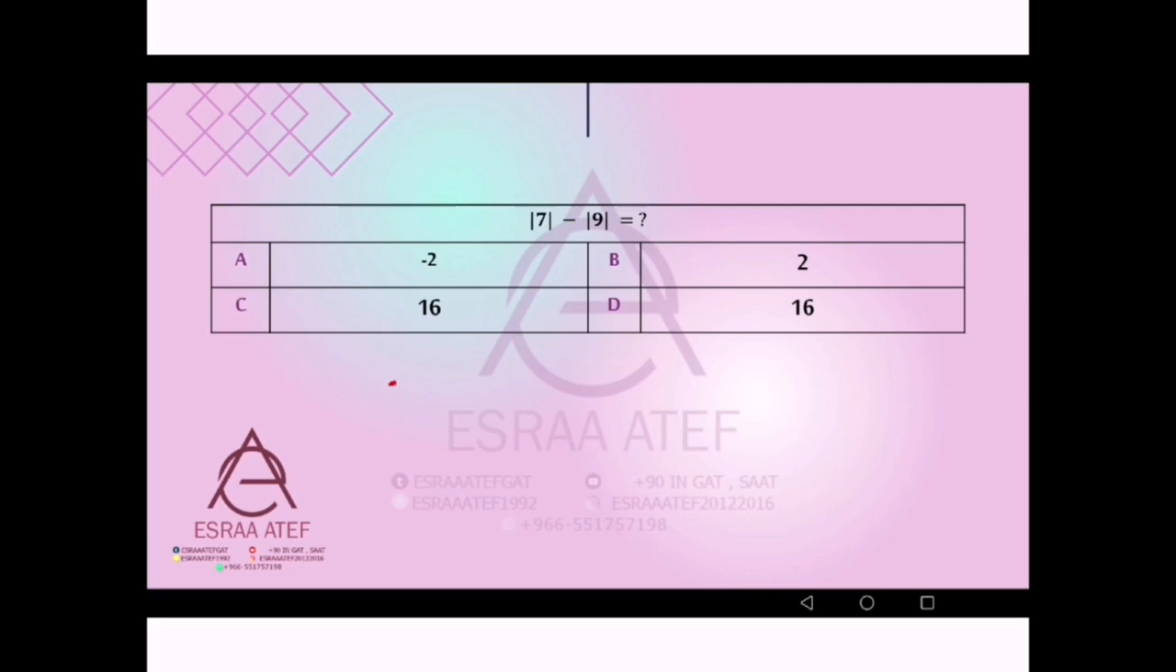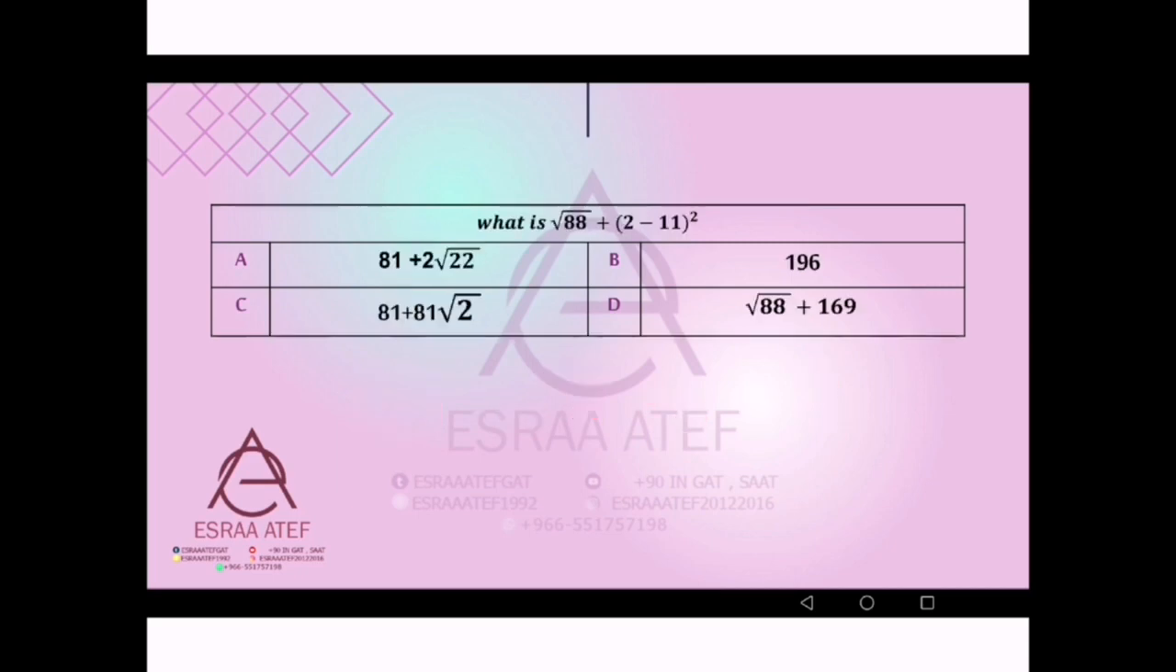Next one here we have 7 minus 9. Which is in absolute value, it will be the same, it will be negative 2. So the answer will be negative 2.